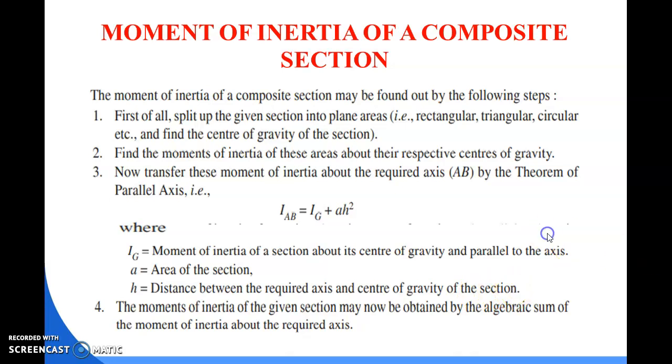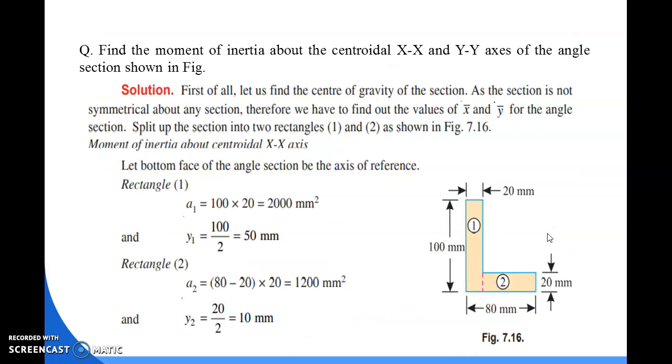So now we need to calculate the moment of inertia of a composite section, which is an unequal angle section. So here is the numerical: find the moment of inertia about the centroidal x-axis and y-axis of the angle section as shown in the figure. So here is the figure.